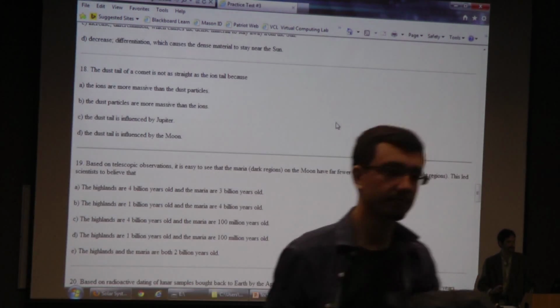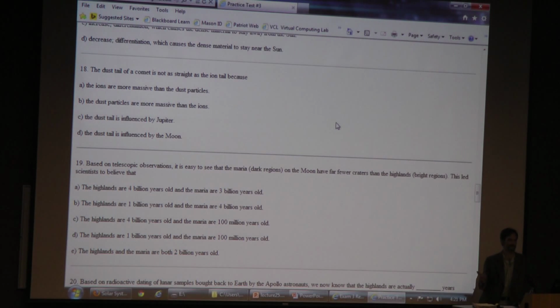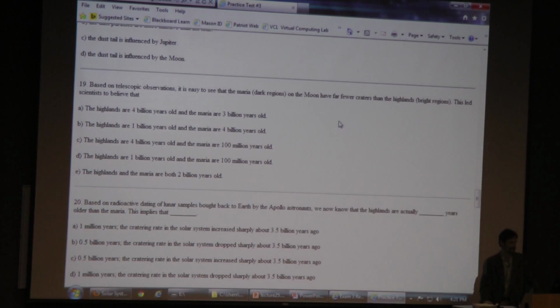Dust tail of a comet. Okay, actually, we didn't get to this. This isn't going to be on this particular exam. We didn't cover the comet chapter. We'll get to that after the next exam.